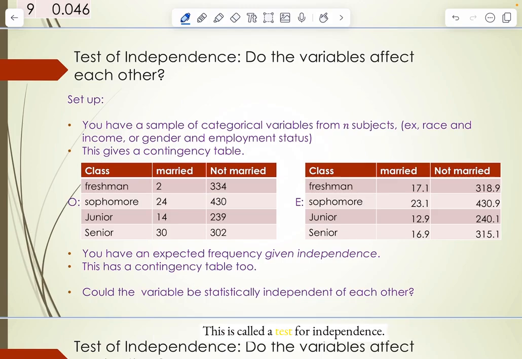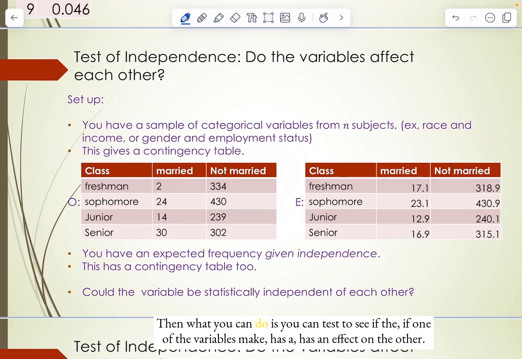This is called a test for independence. Do the variables affect each other? Now, here's the setup. You have a sample of so many subjects, and you look at two variables. So you have a sample of categorical variables from n subjects. Two variables could be race and income. You have a contingency table, and you count the number of people that fall into both categories.